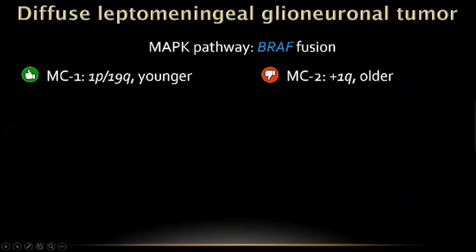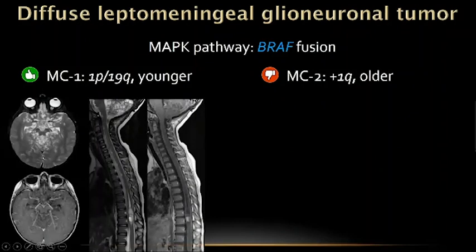The diffuse leptomeningeal glioneuronal tumor, a relatively newly described entity, these present throughout the subarachnoid space. They tend to not have a primary intraaxial lesion, but if you do see one, it's typically in the spinal cord.